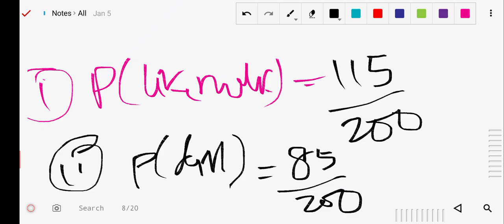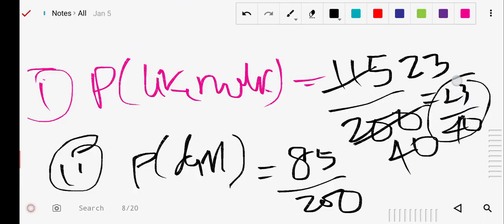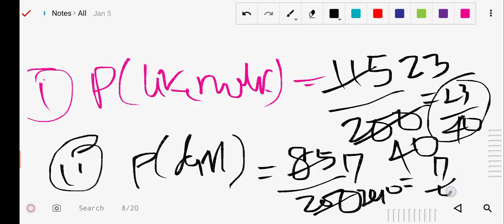Fine. Now we will see the next question. Very easy. Just to solve it, this will be 5. 5 times 3 is 15, and this is 40. So it's 23 by 40. And the next one will be 17 by 40. This will be your answer.